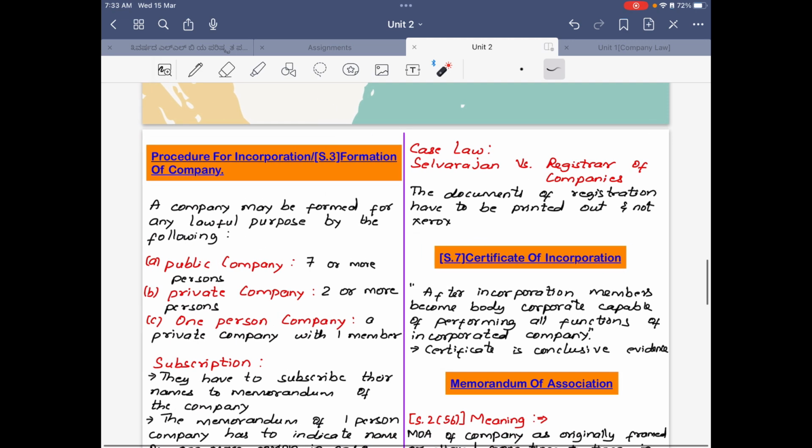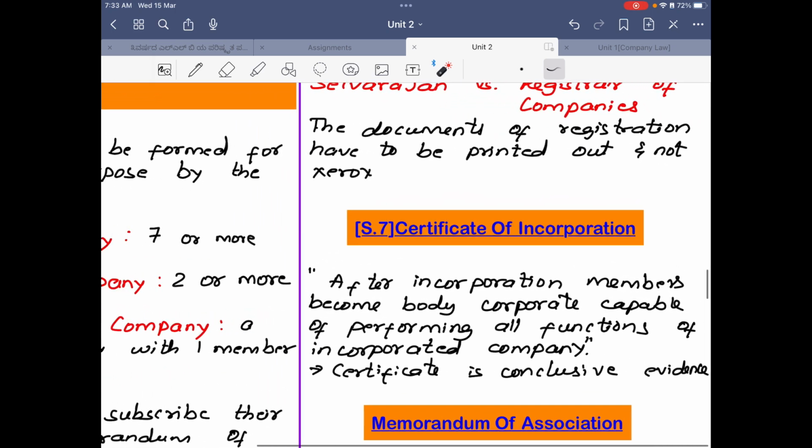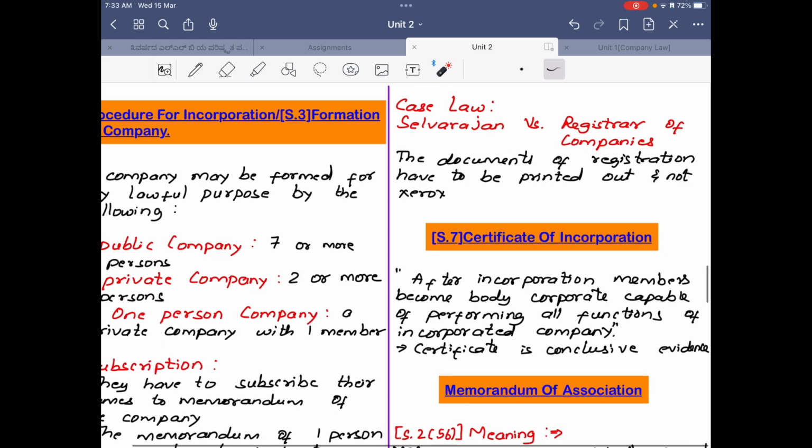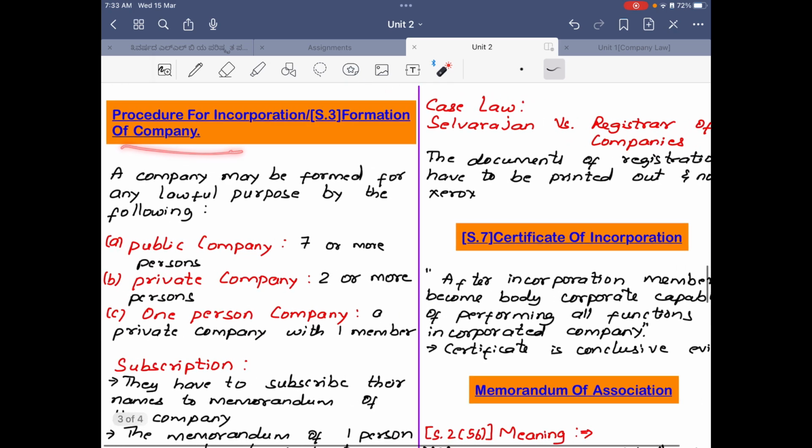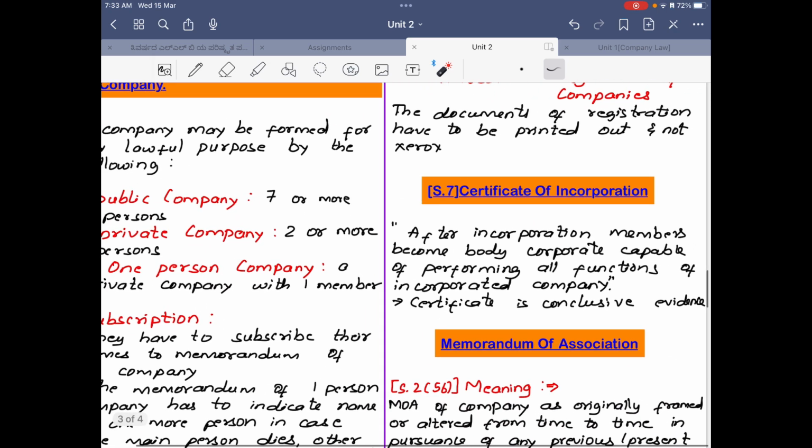So from section 3 to section 7 you have to write, even if a certificate of incorporation has been asked for 10 marks sometimes. So next question.